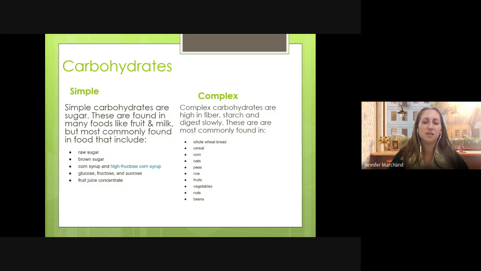Our complex carbohydrates are going to be very high in fiber, high in starch, and they digest really, really slowly. Like I said, they're going to keep us going throughout the whole day. And these are most commonly going to be found in our whole wheat bread, some cereals, corn, and I'm talking not those really sugary cereals, but our cereals that have a high wheat base and things like that, or a high oat base. So corn, oats, peas, rice, really hearty fruits and vegetables, nuts and beans.